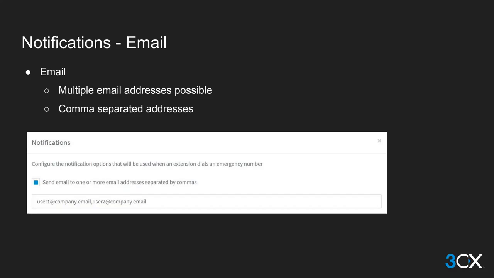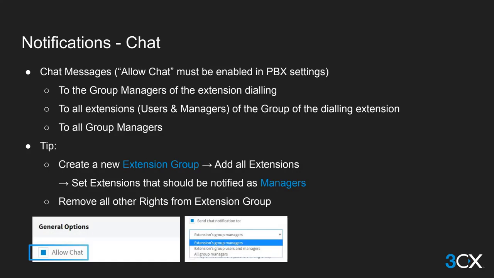The emergency number notification will also be sent to the PBX admin if the option to send an email when someone dials an emergency number is selected. The message created in the template earlier can also be used to create a chat message to certain extension users. Before the chat messages can be sent, however, the Allow Chat option must be enabled in the PBX general settings. Then the chat message can be sent to the extensions defined with the manager role in the extension group of the extension calling the emergency number.